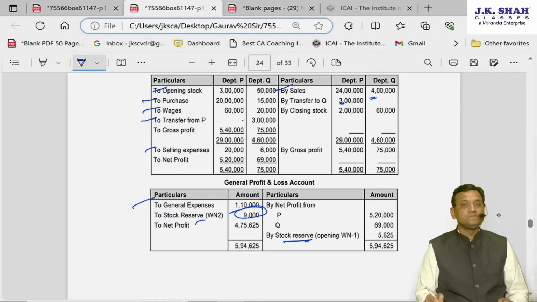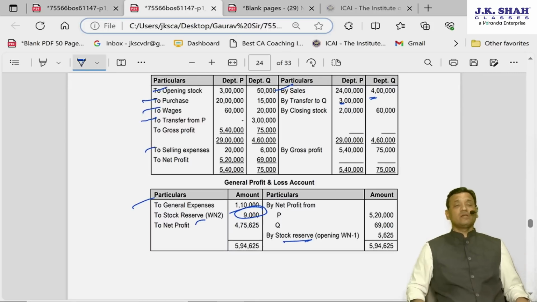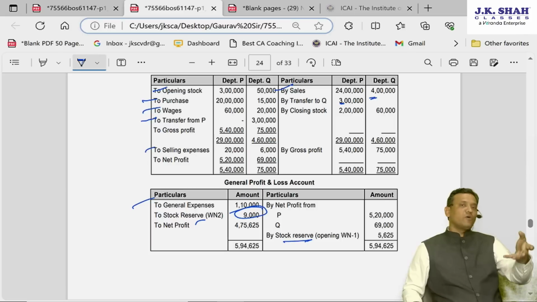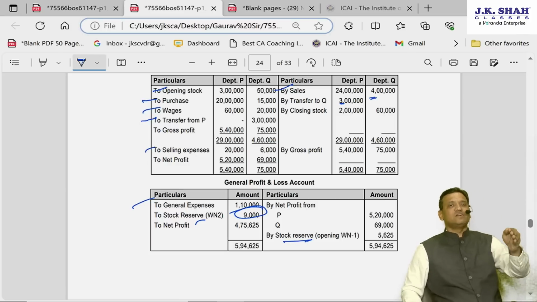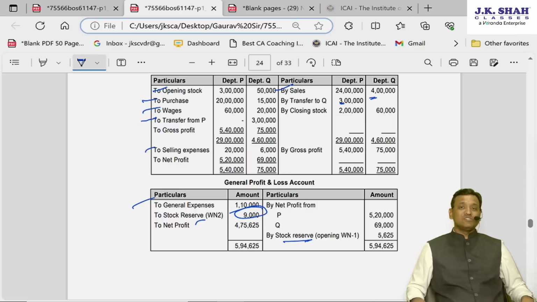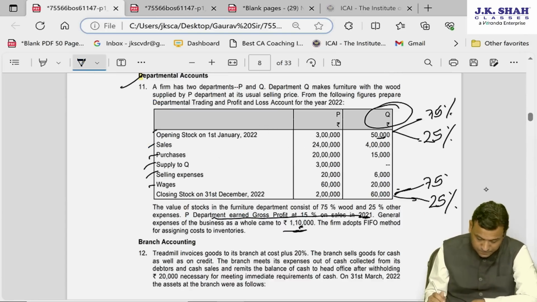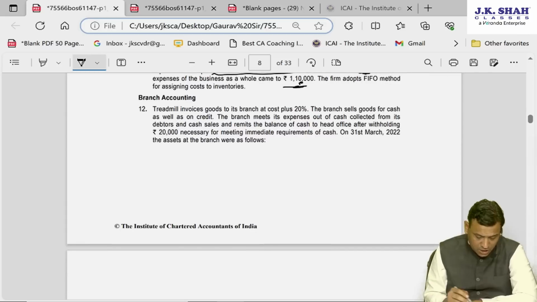Rest everything is simple. Only one important point you had to remember in this particular question of our RTP, friends: stock reserve on opening stock will be based on GP percentage of previous year, whereas stock reserve on closing stock will be based on GP percentage of current year. Now, proceeding further, branch accounts.